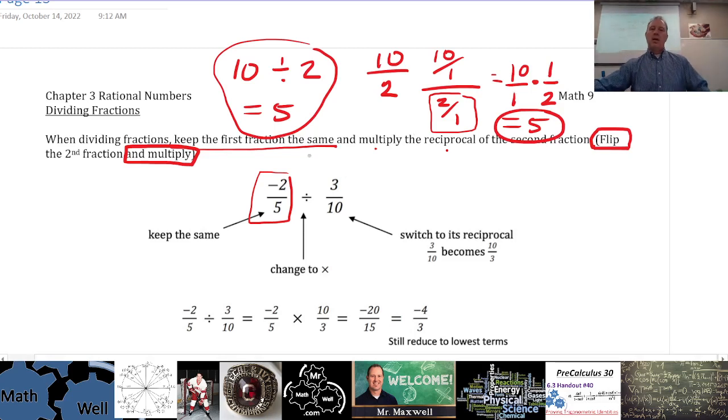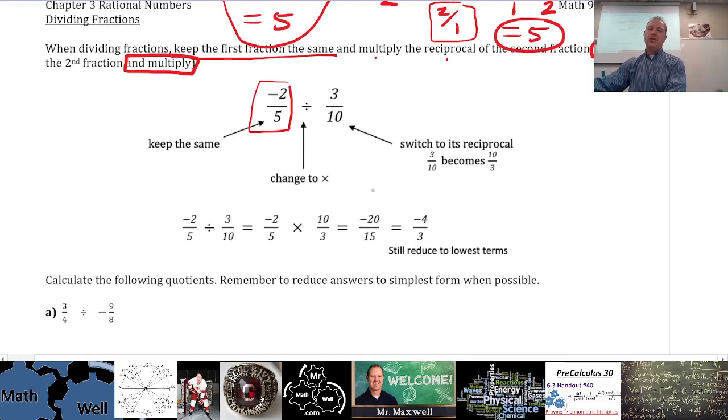Thank you. So what we do is we flip and multiply. Flip the second fraction, and students often get confused and flip both fractions. Can't do that. Don't flip the first fraction, just leave that one alone. You always flip the second one that you're multiplying.